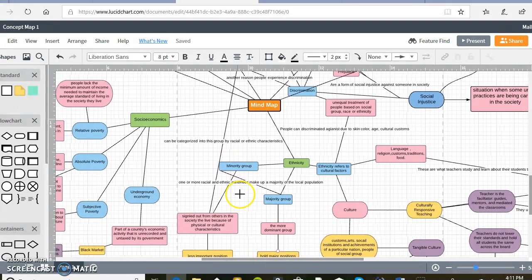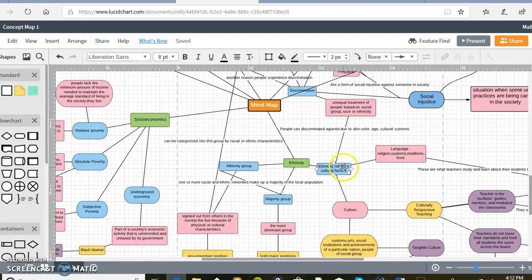And I connected these as they are both parts or roles they play in society, with the majority group being the more powerful group and the minority group being the group more subject to having a disadvantage in society.